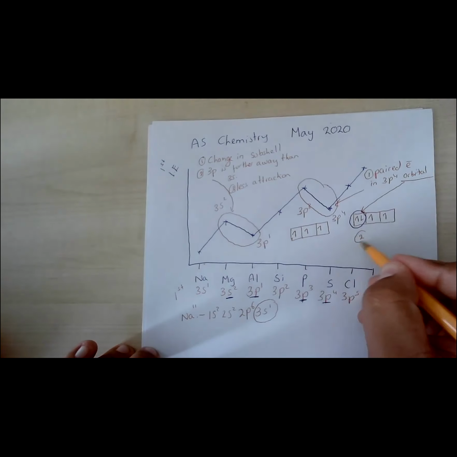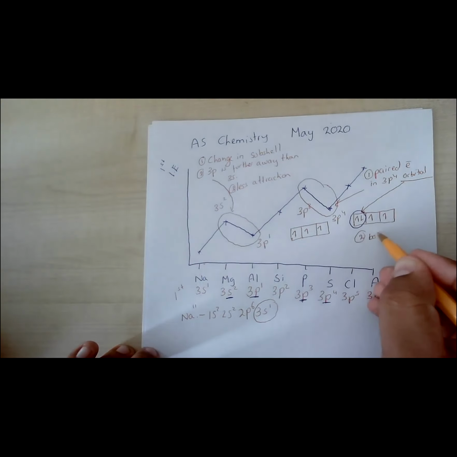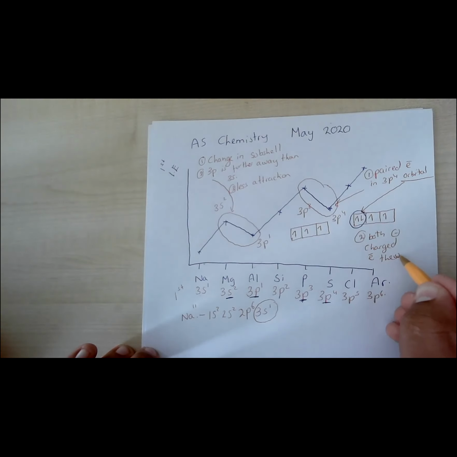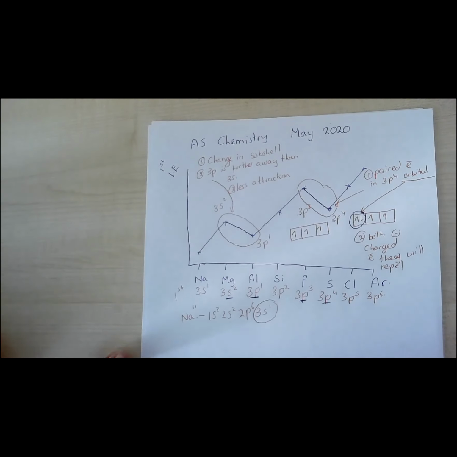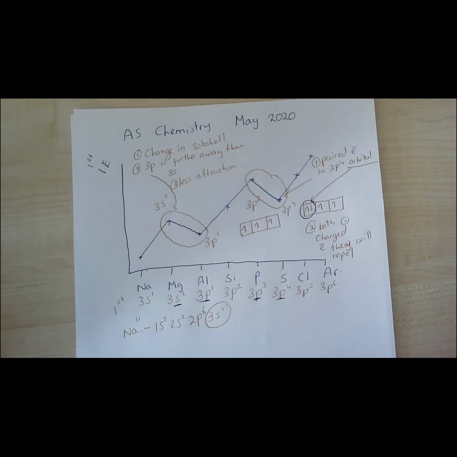The second point you can say is that they are both negatively charged electrons, so they will repel. If they repel, it's easier to remove that electron. This is the background knowledge for the first question. So now I'm going to go back to the paper.